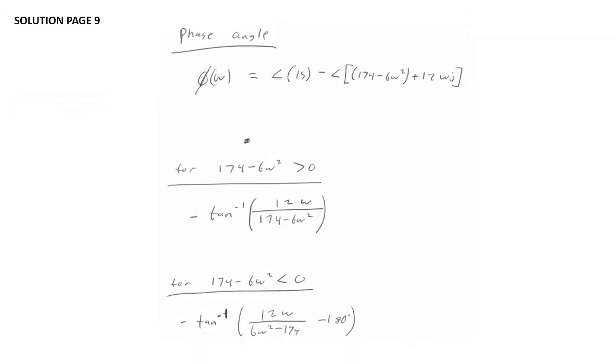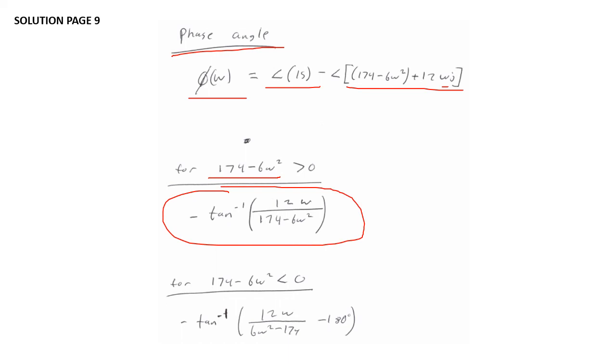So the next part of our solution, we're going to look at our phase angle. We have our relationship that phi of omega is equal to the angle of 15 minus the angle from our denominator of 174 minus 6 omega squared plus 12 omega j. So for 174 minus 6 omega squared greater than 0, we have the negative inverse tangent of 12 omega over 174 minus 6 omega squared. And for 174 minus 6 omega squared less than 0, we have the negative inverse tangent of 12 omega over 174 minus 6 omega squared, minus 180 degrees.